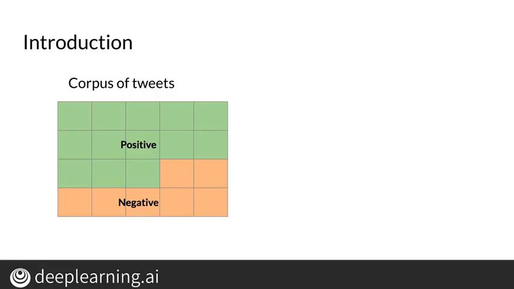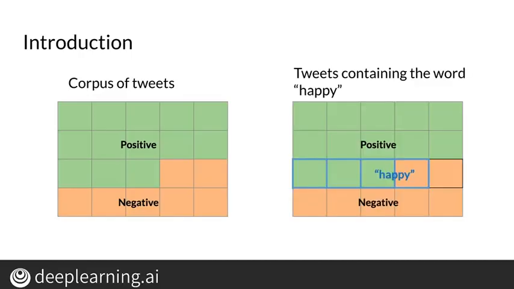Imagine you have an extensive corpus of tweets that can be categorized as either positive or negative sentiment, but not both. Within that corpus, the word happy is sometimes being labeled positive and sometimes negative. Let's explore why this situation is occurring.